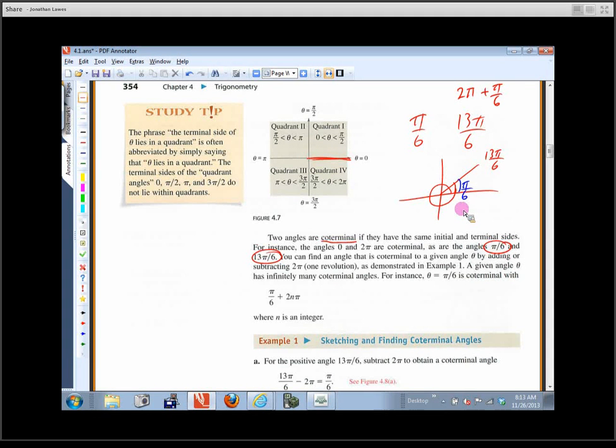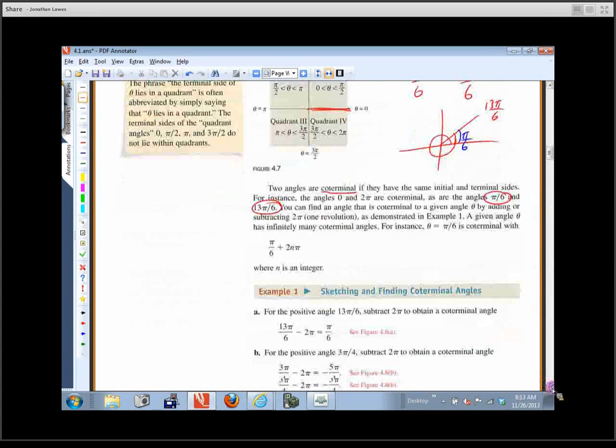Okay? All right. So quadrant 1 are all the angles between 0 and pi halves. Quadrant 2, all the angles between pi halves and pi. So again, we're just going around the circle. Here's 0, here's pi halves, here's pi, here's 3 pi halves, and then there's 2 pi. Okay? So there are each one of the quadrants there.